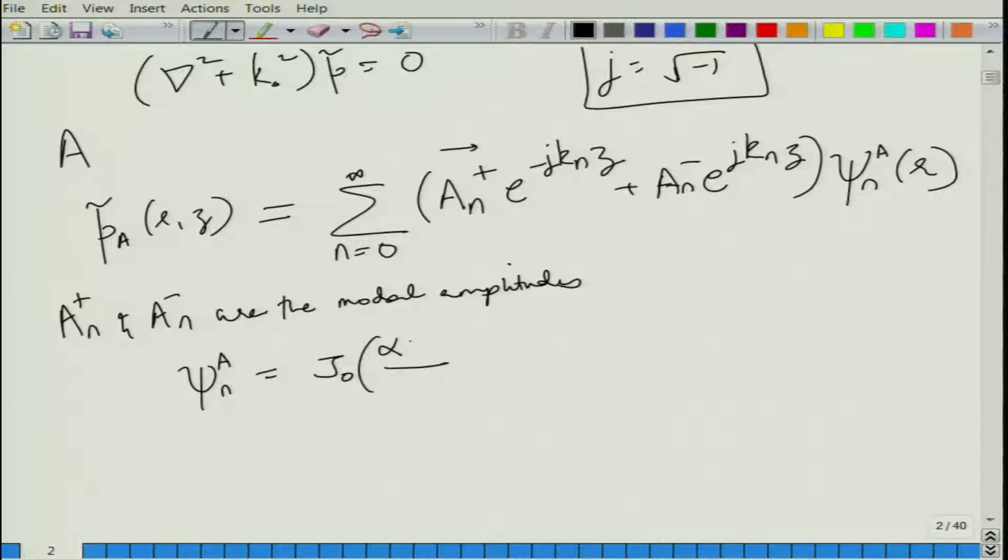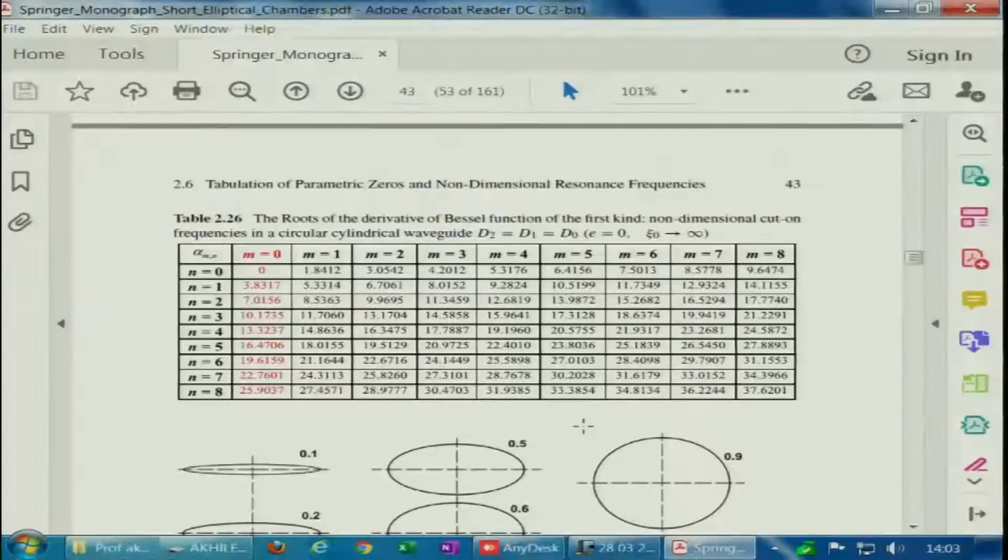So, we will just drop m. We will just call it alpha m n, with the understanding that alpha m n for alpha 0 is 0 n. So n can be 1; we can have 0 0, that is a planar wave, then alpha 0 1, 0 2, 0 3. Based on the monograph that I have shown, let me show you the Springer monograph, the table.